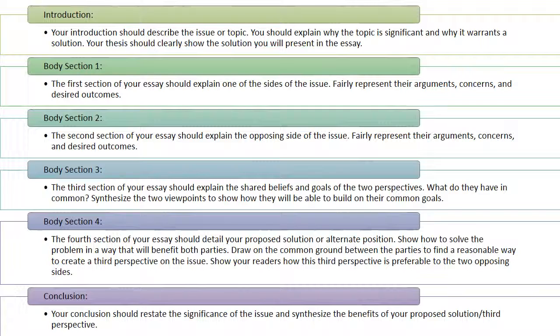Your conclusion then is going to restate the significance of the issue and synthesize the benefits of your proposed solution or third perspective. Your sections, you'll see in the description of the paper, your sections can be more than one paragraph. Use as much or as little as you need to get each of these points clearly and thoroughly addressed.